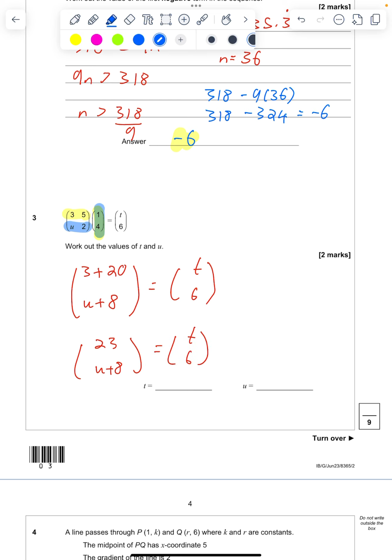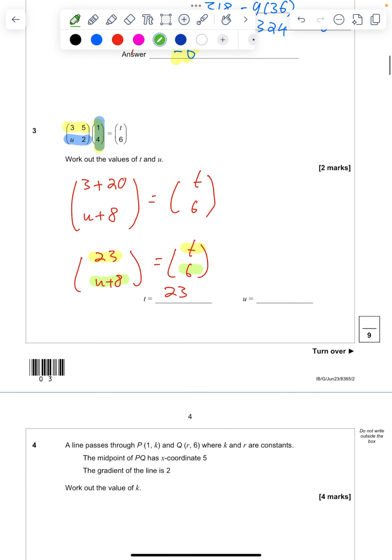So by comparing the numbers now, you can see that 23 must be t. So that one's nice and straightforward. T is 23. And you've got an equation here, the bottom one, which we highlight. You've got u plus 8 is going to be 6, sorry, so u plus 8 must be equal to 6, so u must be equal to minus 2. And they should be the answers. Question 3, minus 2 and 23, we're looking good.